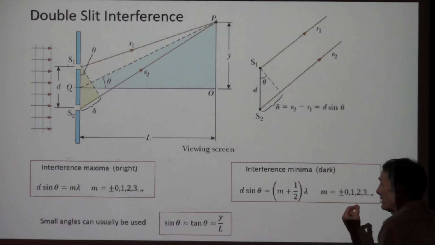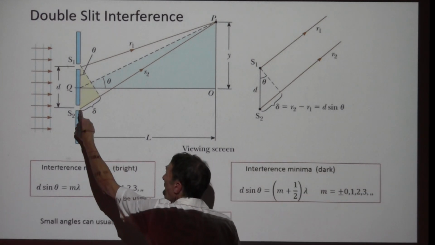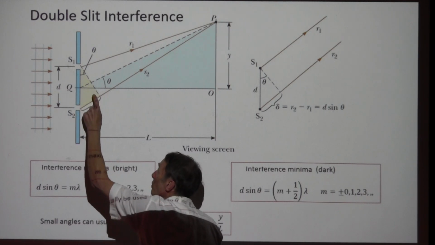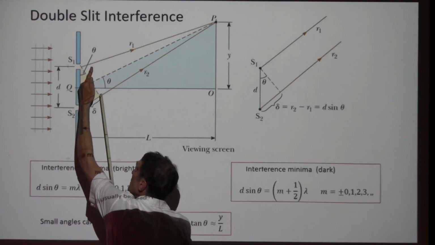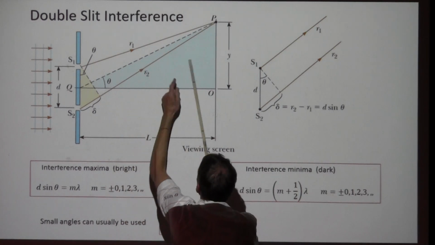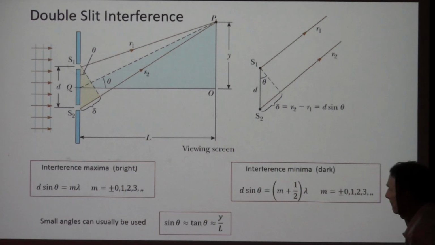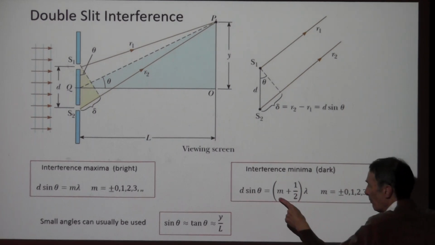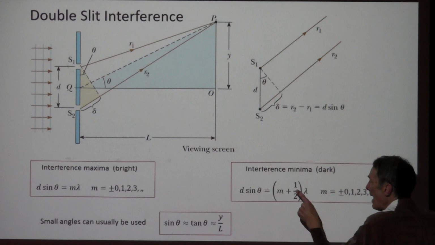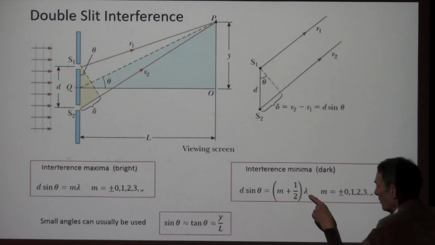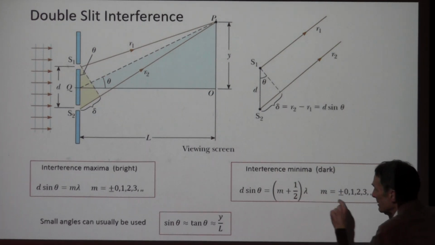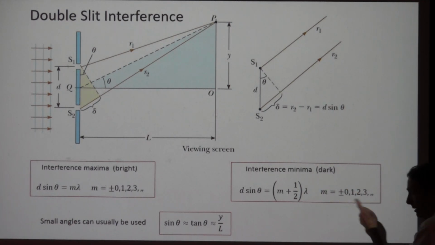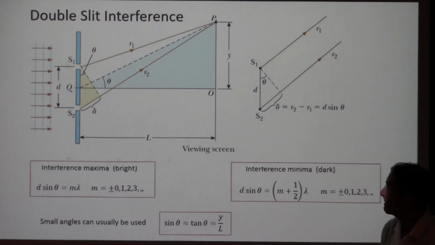Interference minima, where it's dark out there: if in this path difference we kick in an additional half a wave, that's going to throw them out of phase at this point, and they would remain out of phase when they get out to point P. So this is what we call destructive interference, where d sine theta is equal to m plus an additional 1/2 of a wave, which would throw them out of phase. And m takes the same role here. It takes an integer, plus or minus 0, 1, 2, 3, and any of the counting numbers.